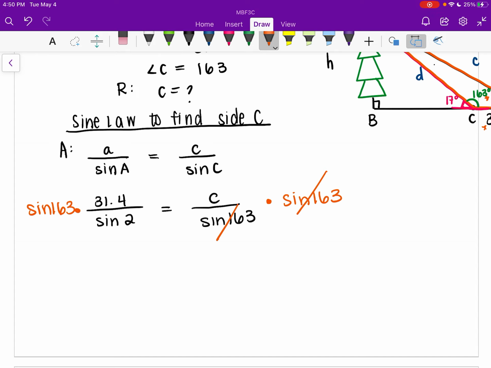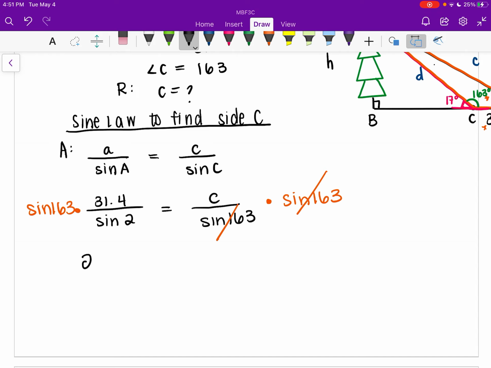And the answer here is going to be 801. Oops. It should be 200. Sorry, I'm just going to put that back in. So sine 31.4 divided by sine 2 multiplied by sine 163 is going to give me 263.1, right?